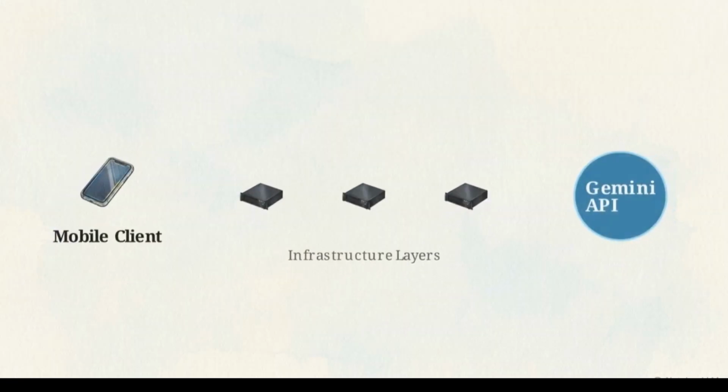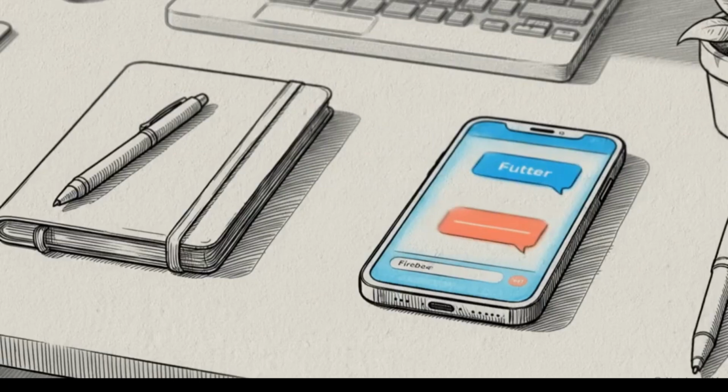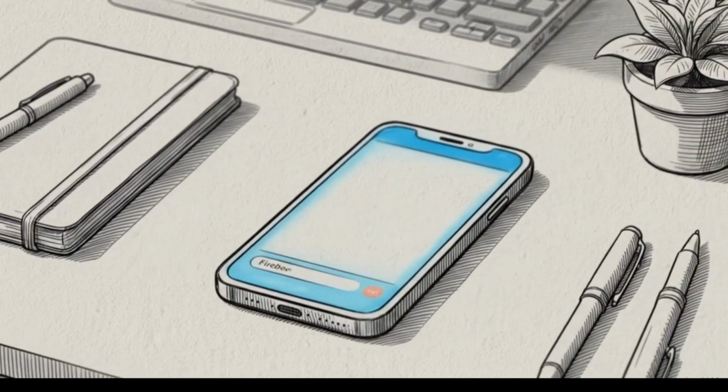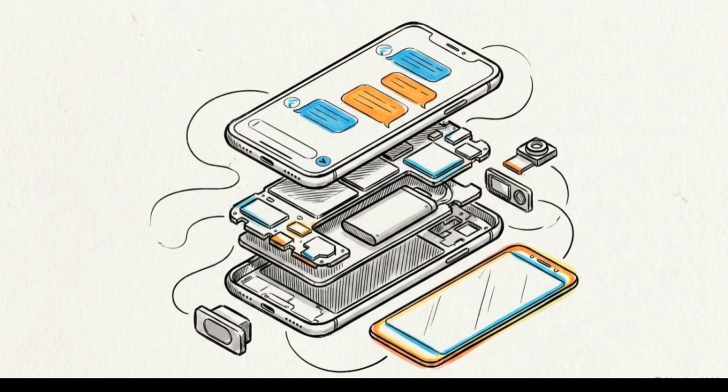As this diagram shows, instead of routing through 3 layers of infrastructure, you establish a single direct connection from the mobile client to the Gemini API. You no longer have to build, maintain, or pay for custom orchestration middleware to connect your app to an AI model. To see how the client handles this routing securely, let's pull apart the presentation layer.